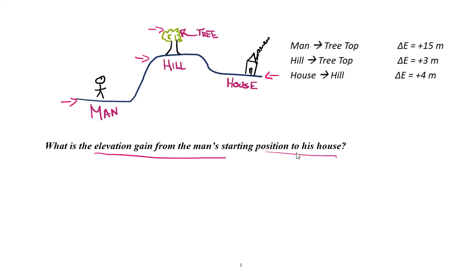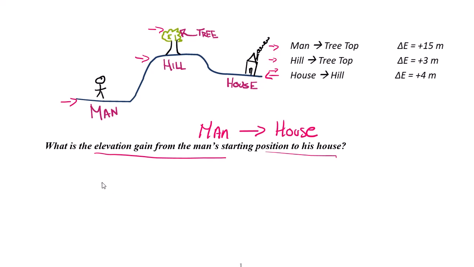Now we need to get to some chemistry here, and we will, but this logic puzzle is going to help us to figure it out. So we can actually treat this like a system of equations, and we can solve this algebraically. I'll show you what I mean, because what we want to figure out is the elevation gain from the man's starting position, so from the man to the house. And that's not given here directly, but I can figure it out if I can get these things to cancel. So I'll show you what I mean.